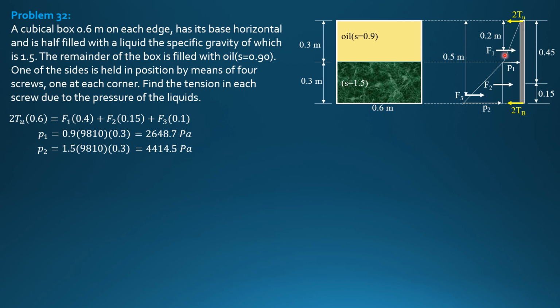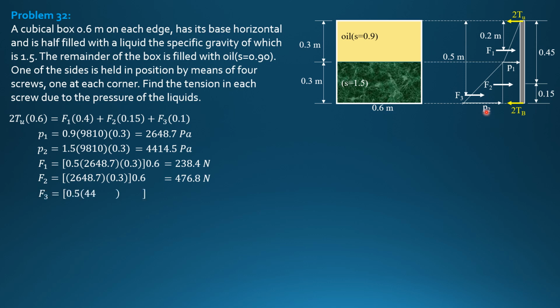So we can now compute F1, volume of this triangular pressure diagram. It is 1/2 or 0.5 of P1, 2648.7, height 0.3, perpendicular to the board 0.6, because the box is cubical. So 0.6 meter by 0.6 meter by 0.6 meter. So it is 238.4 newtons. F2 on the other hand is P1 times height 0.3, perpendicular to the board 0.6. So 2648.7, height 0.3, perpendicular to the board 0.6 meter, for 476.8 newtons. F3 is volume of this triangular pressure diagram, 1/2 or 0.5 of P2, 4414.5, height 0.3, perpendicular to the board 0.6. So it is equal to 397.3 newtons.